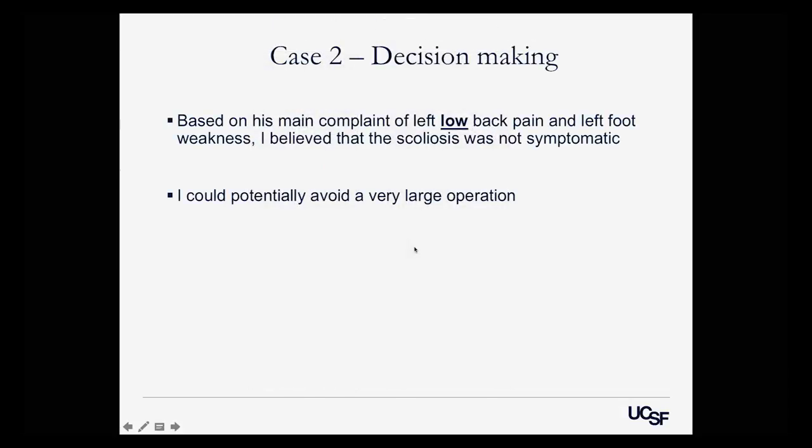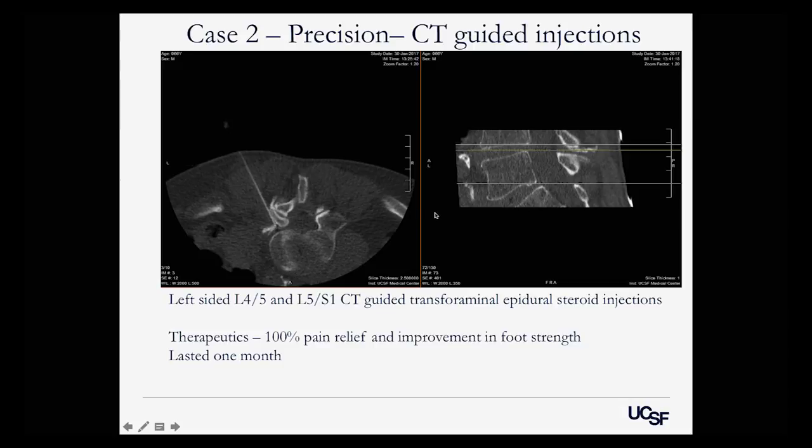So based on his main complaint of left-sided low back pain and left foot weakness, I wondered if maybe his scoliosis wasn't contributing to this, and potentially we could avoid a very large operation. But how can I know for sure? And this is another case where CT-guided transforaminal injections done by our neuroradiologist were extremely helpful. We ordered left-sided L4-5 and L5-S1 CT-guided epidural steroid injections, and therapeutically, his pain was relieved 100%, and actually his foot got stronger, but it only lasted for 1 month.